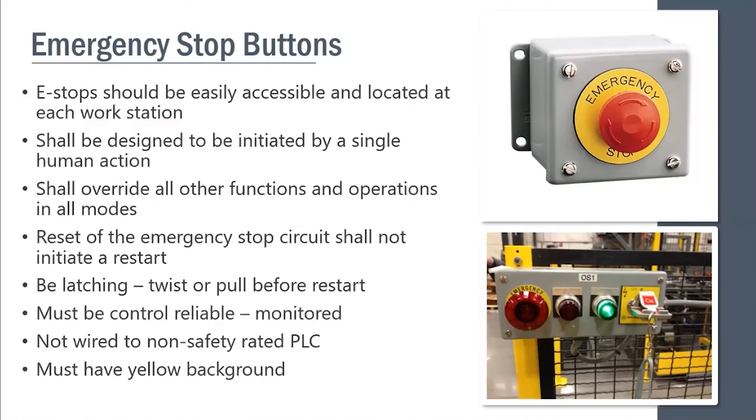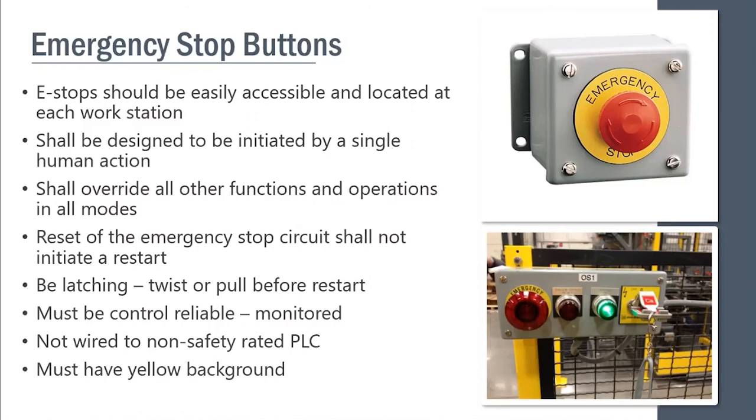By design, they should be initiated by a single motion. Push on it. E-stop should override all other functions and operations, no matter what mode the machine is operating in. Important to test e-stops because you want to see how it is reset. That e-stop should have a latching function, so it should require you to pull it out, usually a pull and turn to reset the e-stop. And then it should require at least one other action to restart the machine. You should not pull that e-stop out and the machine automatically starts. That's an on-off button, not an emergency stop.